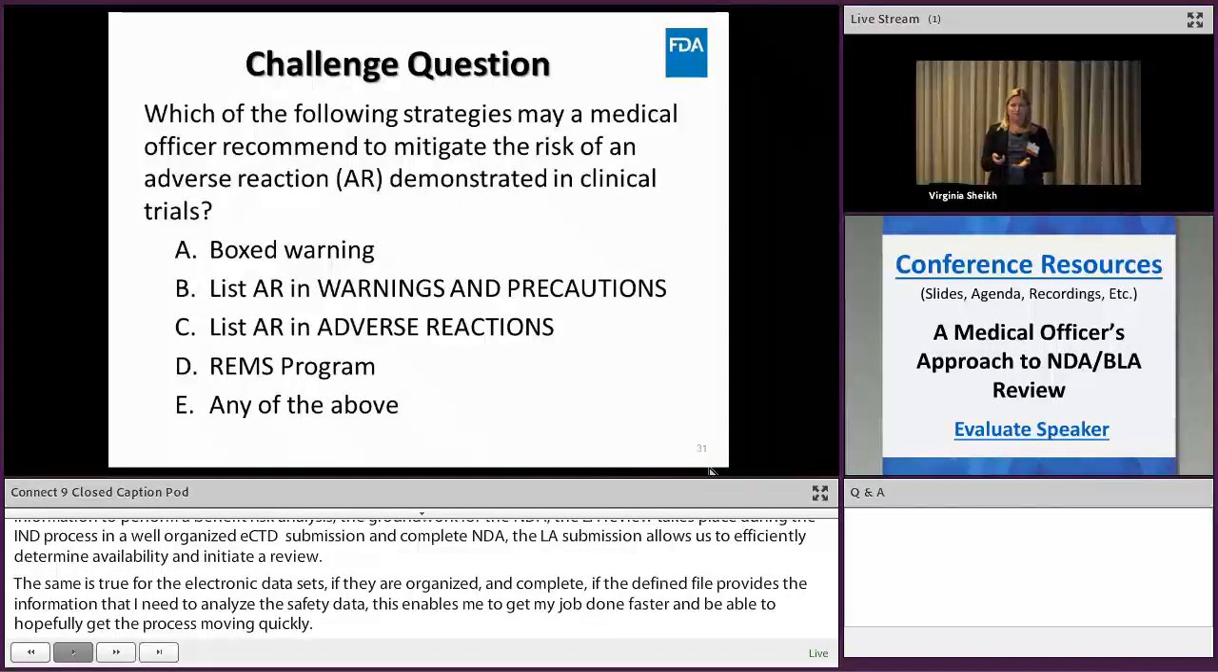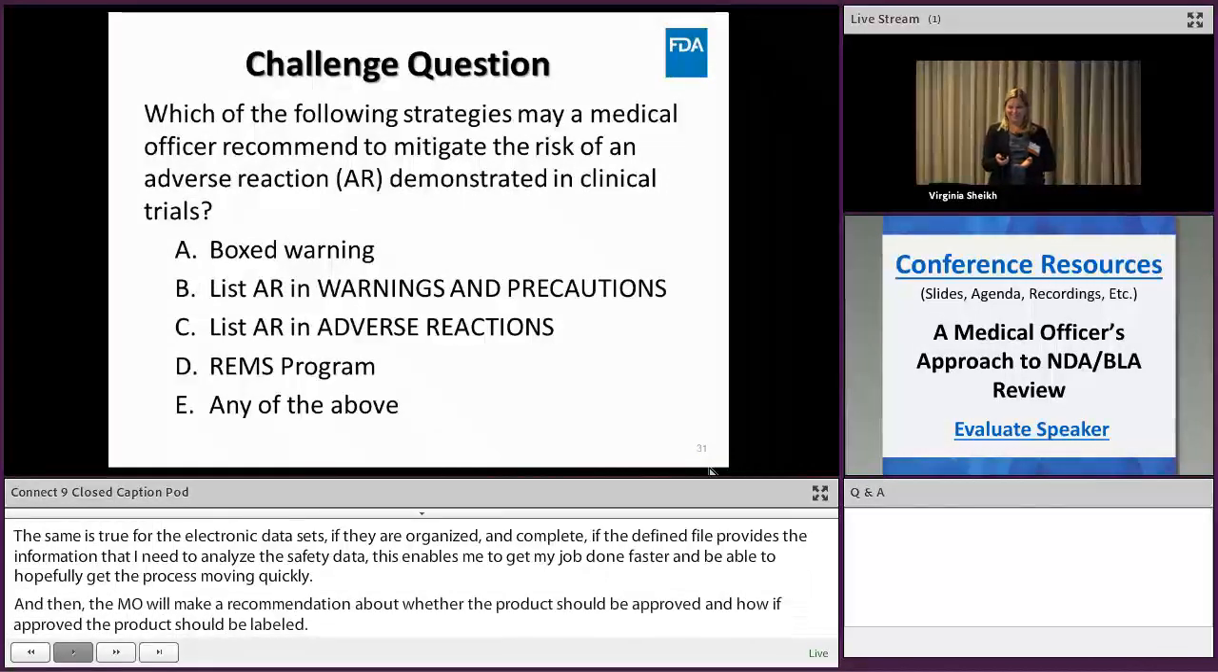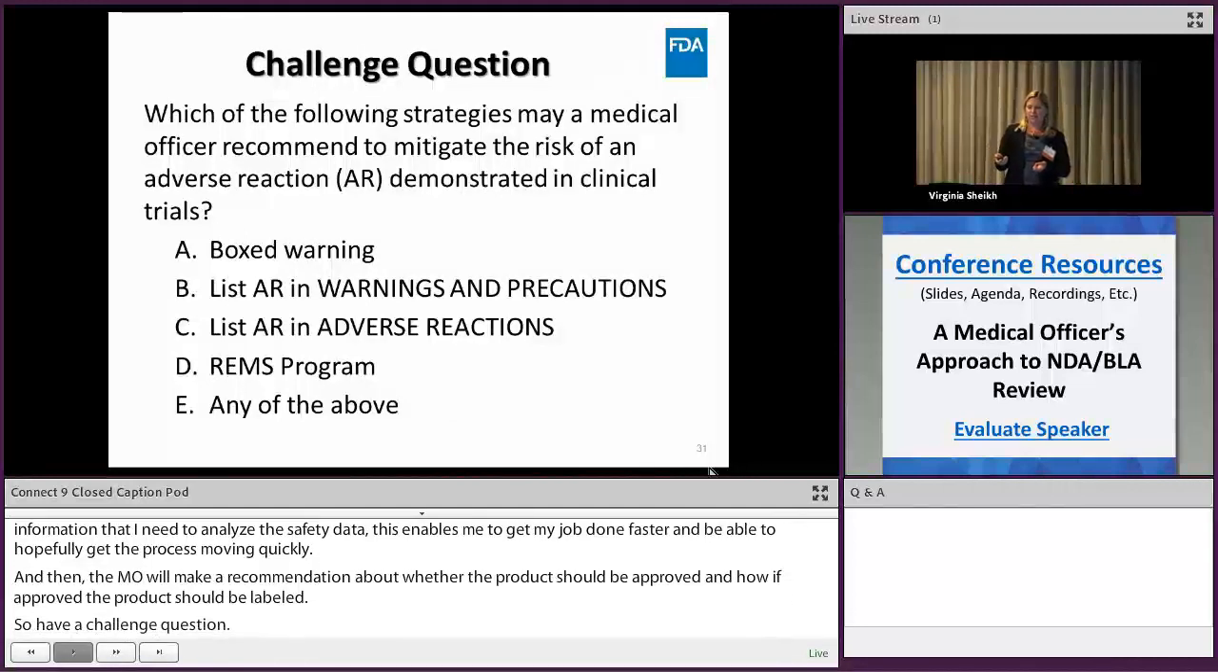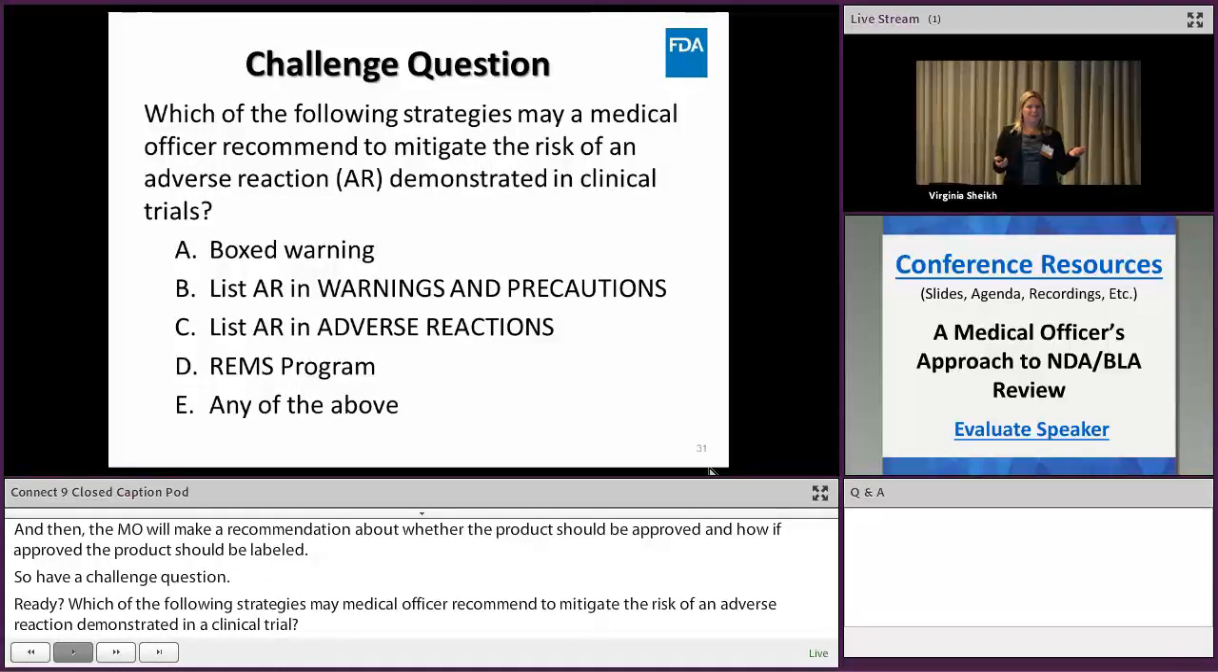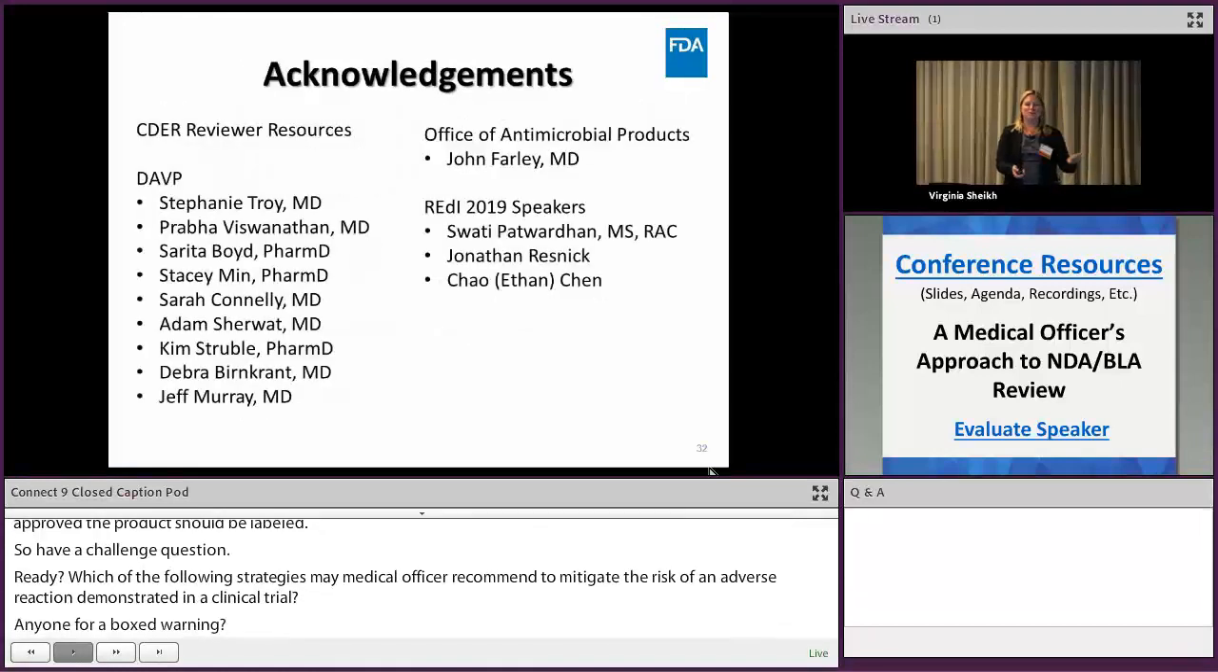So I have a challenge question. Ready? Which of the following strategies may a medical officer recommend to mitigate the risk of an adverse reaction demonstrated in a clinical trial? Anyone for box warning? It's the end of the day, so I'm going to just go with E. You're right.